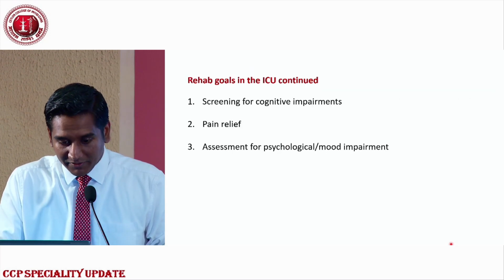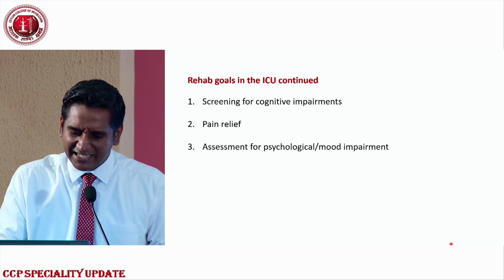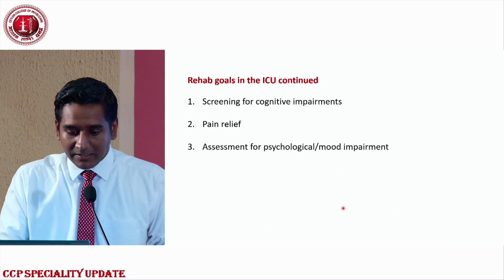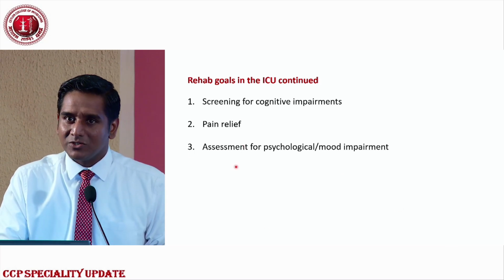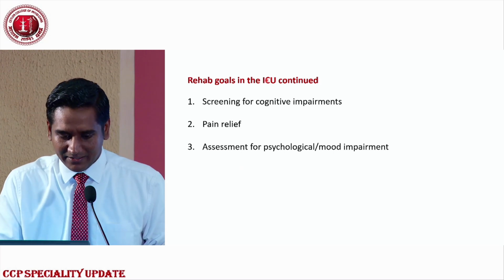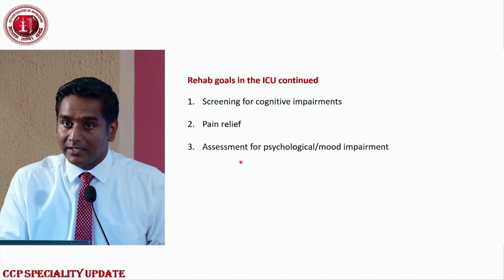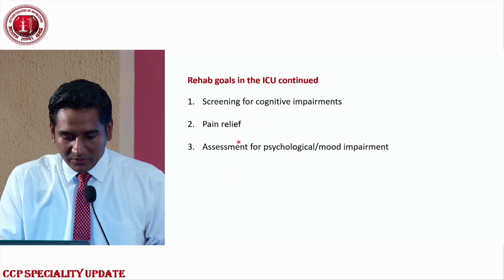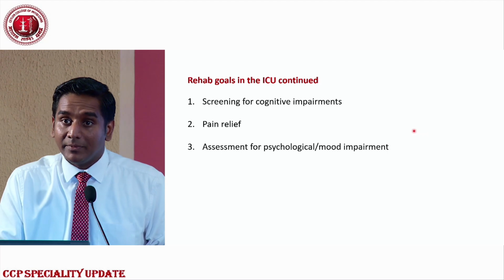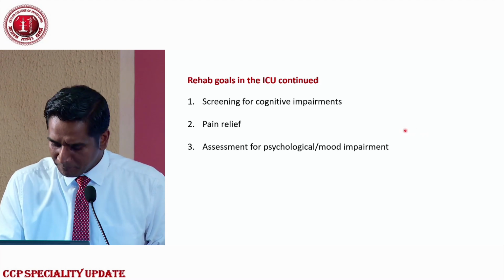Parallelly, other secondary rehab goals: screening for cognitive impairments if possible, and pain relief. Usually the ICU team and the pain teams have already started it by the time we see the patient, but there are some physical things that we can do as well. And also assessment for psychological and mood impairment, depending on the patient's participation.